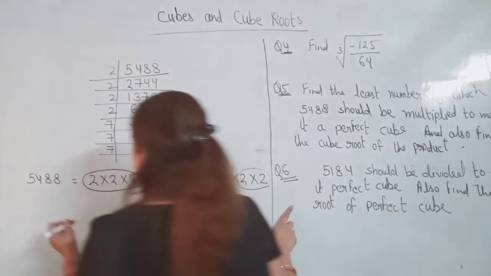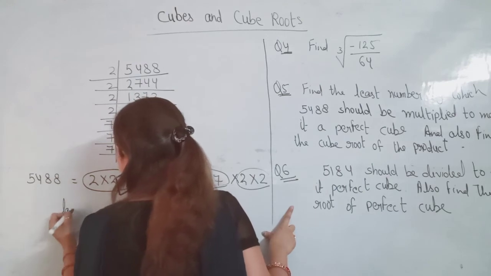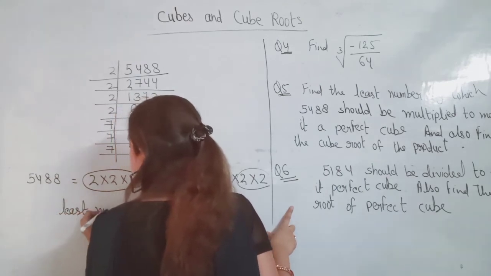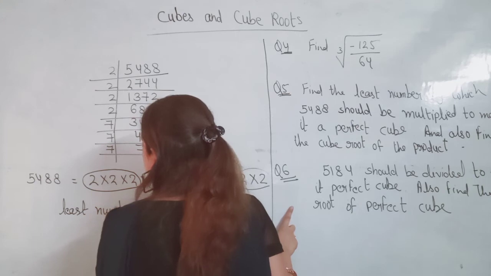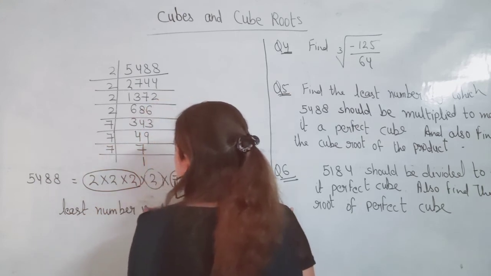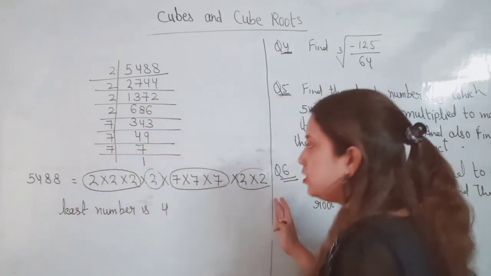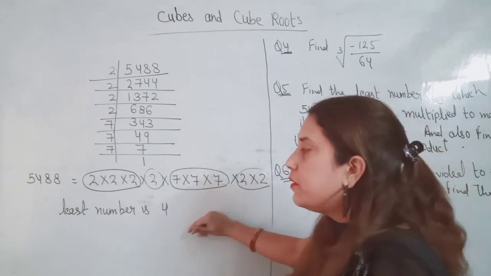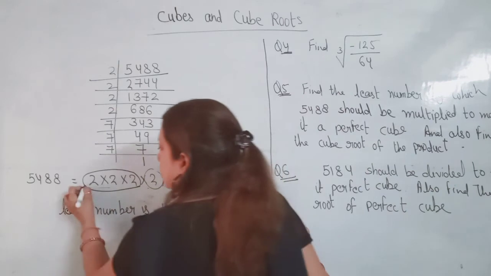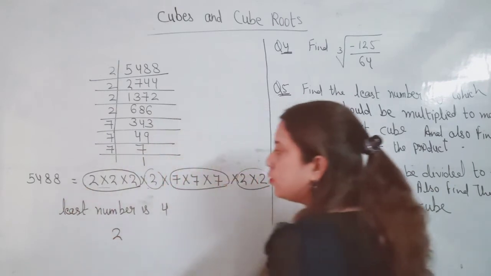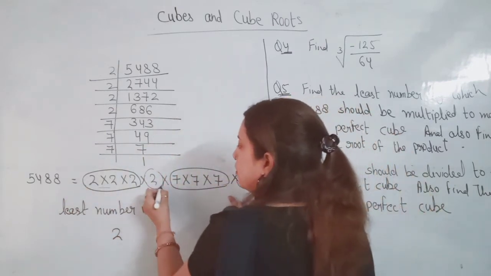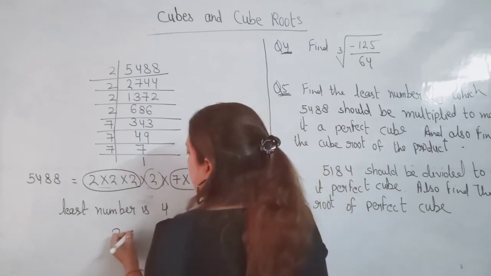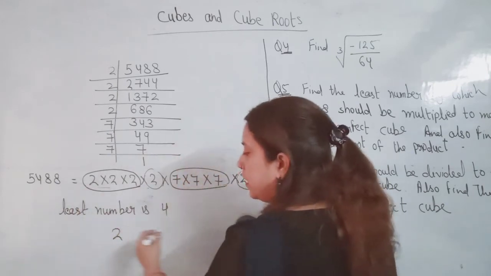So the smallest number, that least number, is 4. Okay, and then the question is, what is the cube root of that perfect number? So 2 one time we write down, and then this 3 twos, it means 2 will come. Find the cube root of that perfect number.